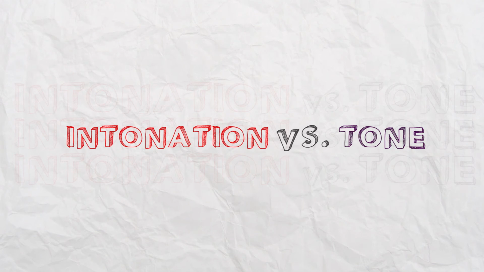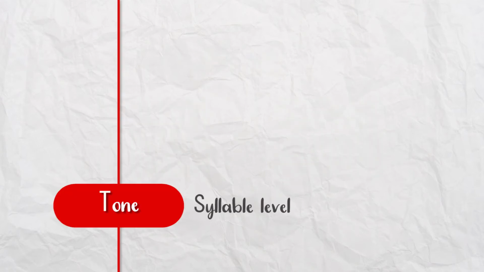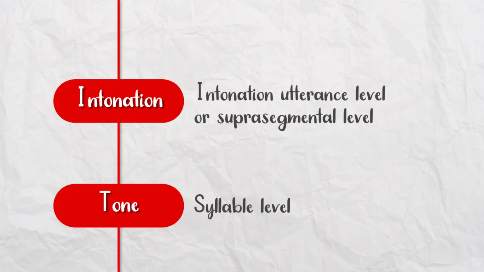Intonation versus tone. Again, as I told you, in the discussion of tone, we have rising tone, falling tone, and tone is based on pitch. But tone functions at syllable level. Intonation, on the other hand, functions at phrase or clause level, or you could say at utterance level.